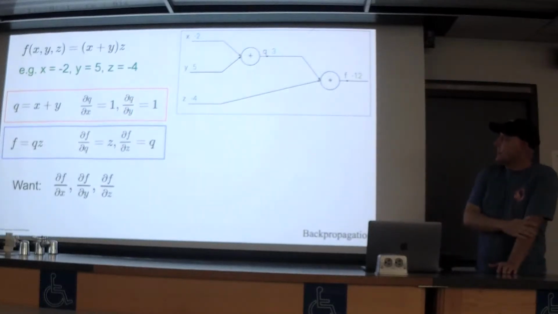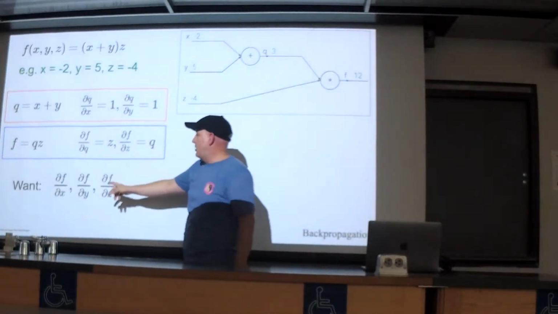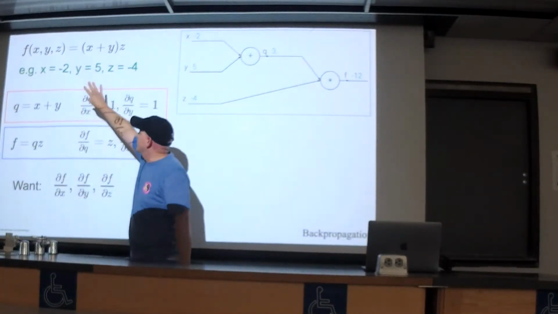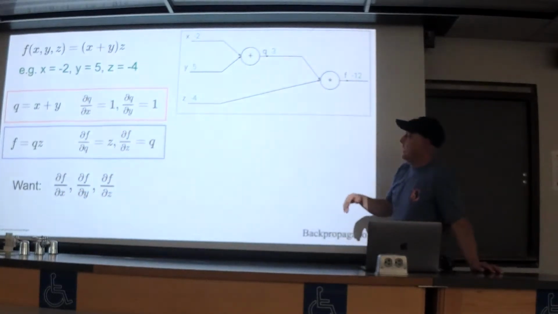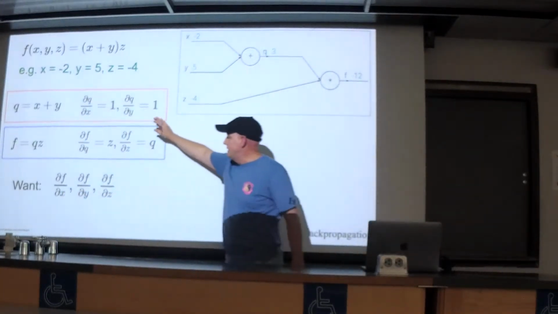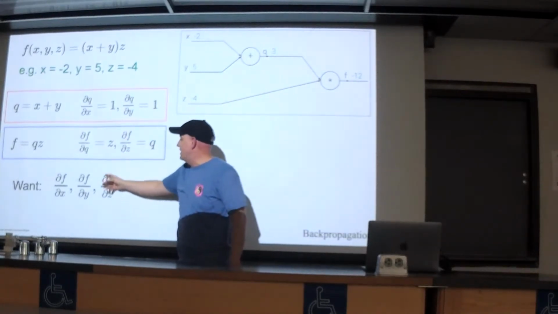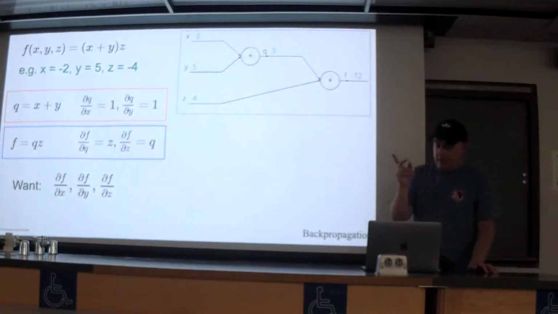But what I really want is the partial derivatives of the output of my full function with respect to the inputs x, y, and z. And I don't have those except for right here. I've already calculated that, but the other ones we don't have. So what do?